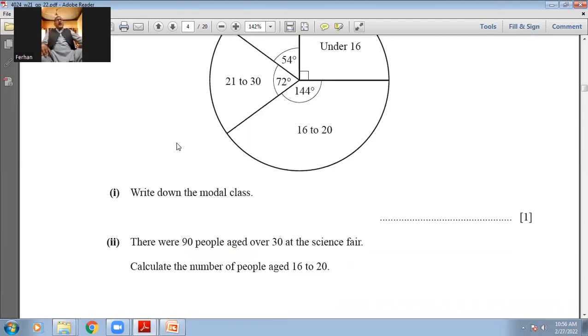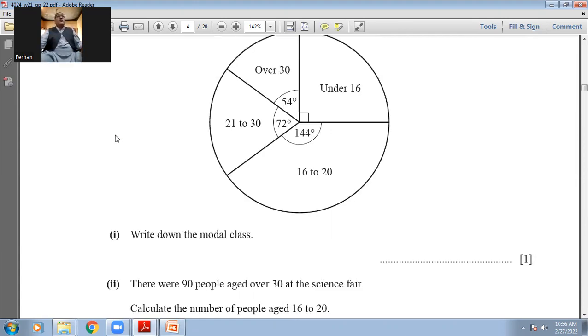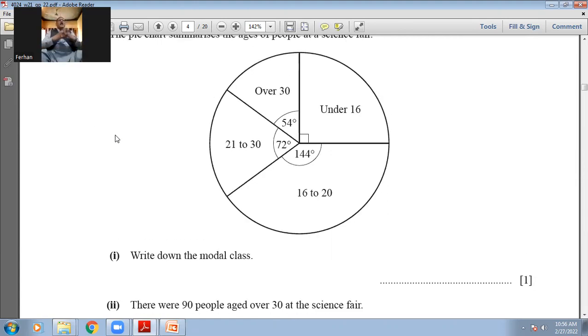He says, write down the modal class. The modal class means the class that happens to have the most people. So whichever class has the largest angle on the pie chart, that class is the modal class. So the largest angle subtended is by this group. It has a 144 degree angle. So the modal class is 16 to 20.